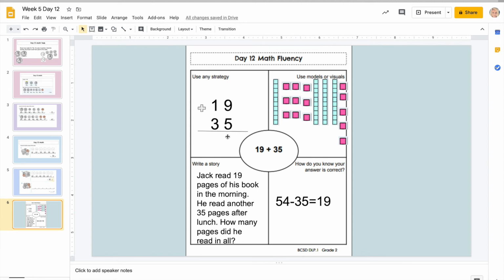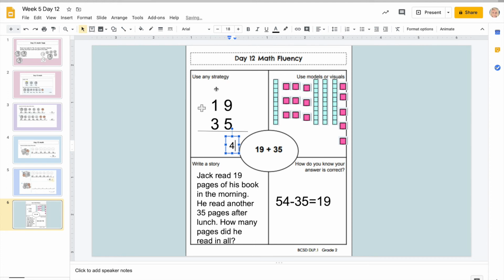Starting with the ones, we have 9 plus 5, and if we put 9 in our head and count up 5, we know that we have 9, 10, 11, 12, 13, 14. 14, remember, the 4 in the ones is going to go here, and then we do need to regroup, and the 1 that would be in the tens column for 14 needs to go over to be with the other tens, so we are going to carry that over to the tens column.